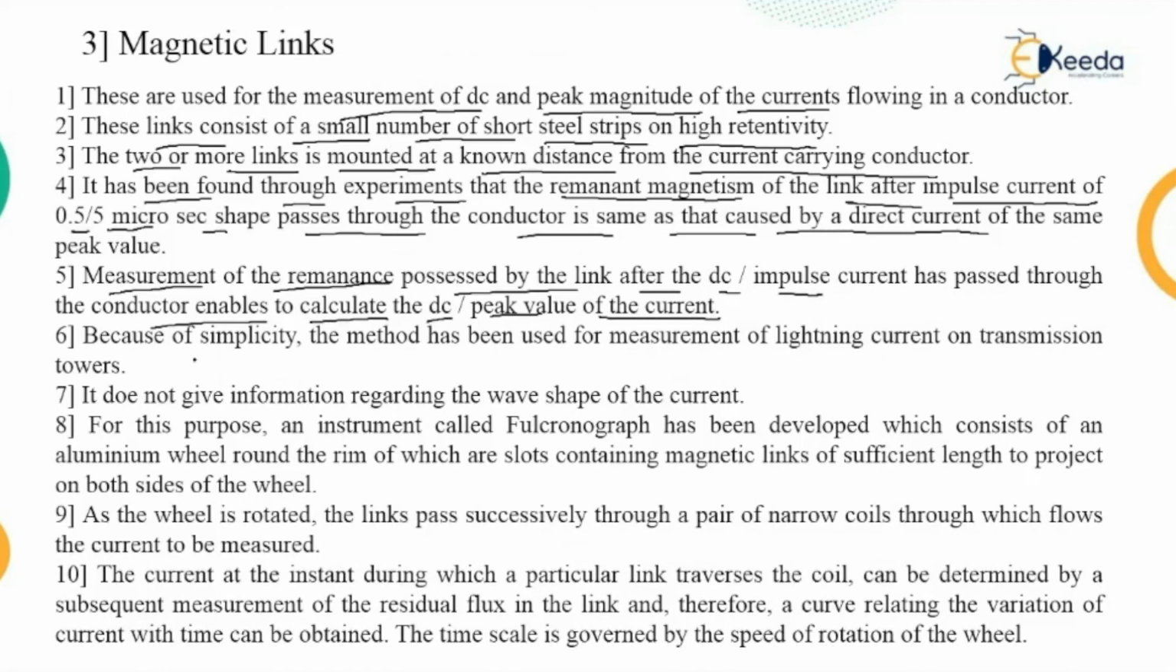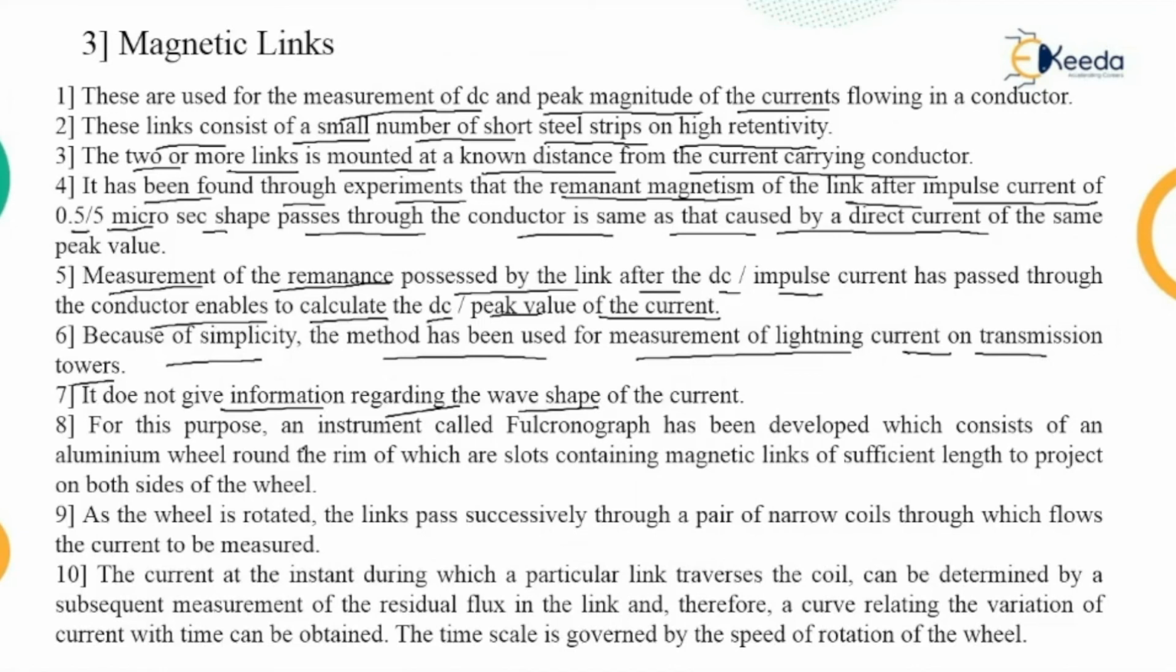Why is this method preferred? Because of the simplicity, the method has been used for the measurement of lightning current, that is impulse current, on transmission towers. Yes, there is a disadvantage. It doesn't give information regarding the wave shape.